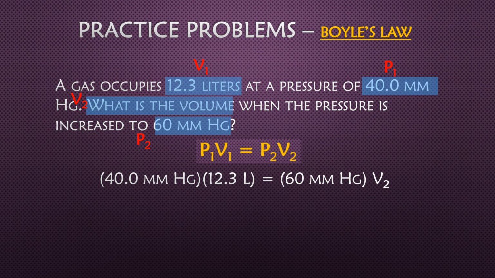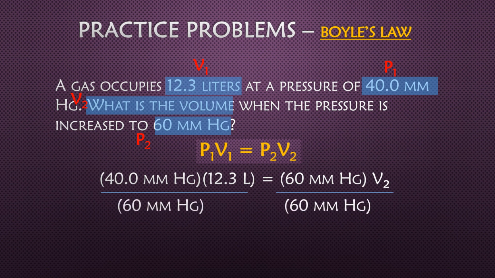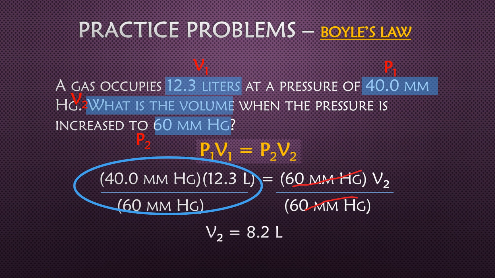When we have to solve for V2, we want to get rid of that 60 millimeters of mercury. So we can just go ahead and divide that on both sides. When we do that, the 60 millimeters of mercury on the right-hand side cancel out, and we can just go ahead and punch these numbers into the calculator and get our answer. So that turns out to be 8.2 liters.